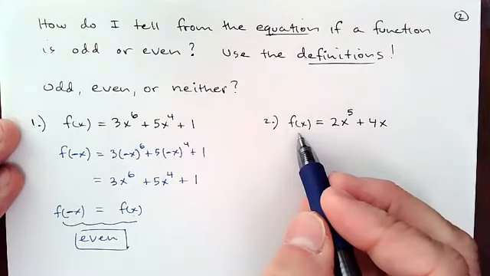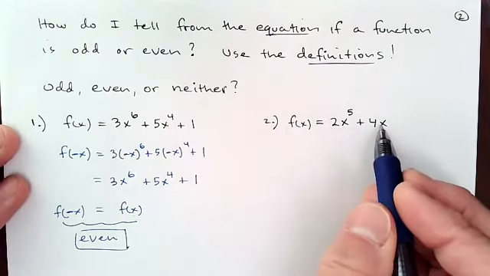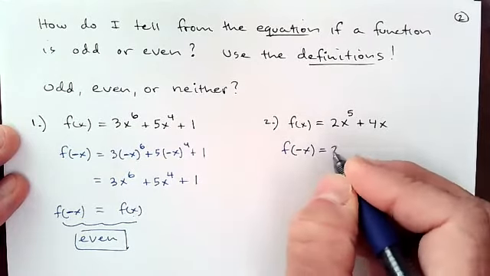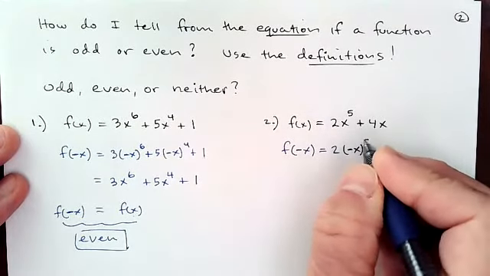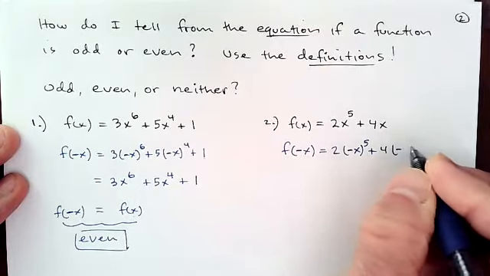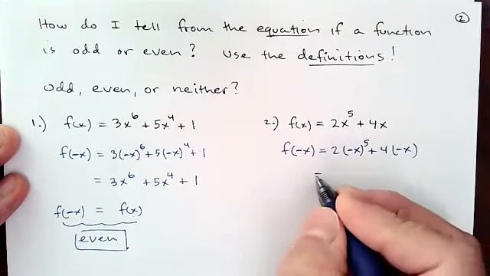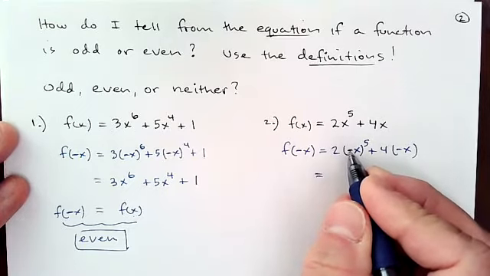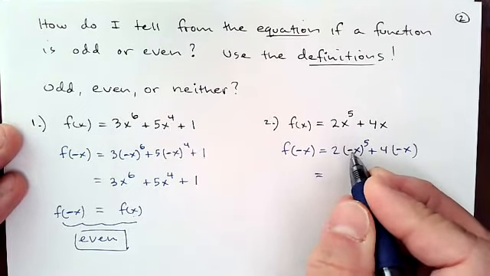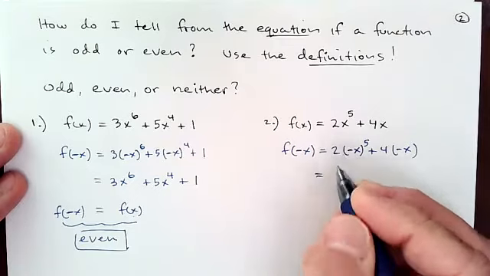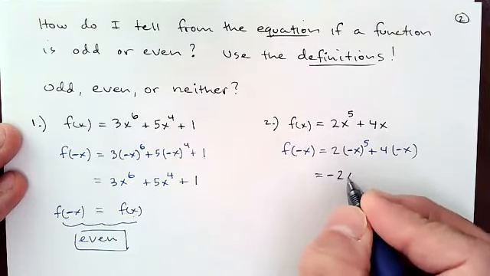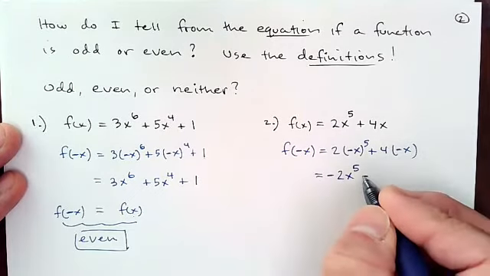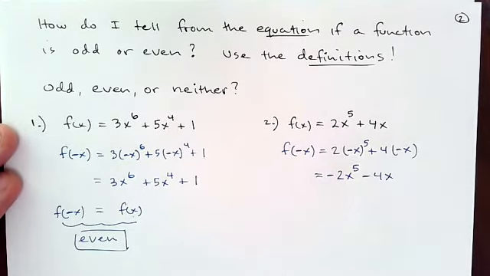Okay, let's try that here. f of x equals 2x to the 5th plus 4x. Let's see what happens when we plug in negative x. Well, this time, if you take a negative number and raise it to the 5th, it's still going to come out to be negative. So I know this is going to be negative x to the 5th. I'm going to go ahead and bring that negative out in front. So it would end up being negative 2x to the 5th. And if I bring this negative out in the front, that's going to be minus 4x.